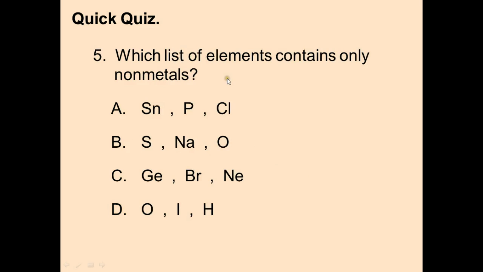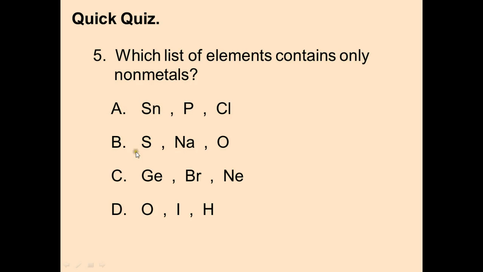And so, which list of elements contains only nonmetals? Let's just go through each row, and once you see anything that is not a nonmetal, you can eliminate the whole answer. So for the first one, Sn, P, and Cl. Cl is chlorine, P is phosphorus, and Sn is actually tin. Tin is a metal, we know that from looking at the periodic table. So you can eliminate A because tin is a metal.